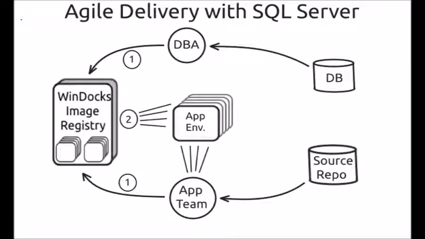The process begins with the DBA saving or committing the most up-to-date data and schema to a WinDocks image. WinDocks images are used to create identical, isolated SQL Server instances for the dev team. The process of committing an image takes just a minute, and once it's complete, it allows the dev team to self-provision fresh instances on demand.